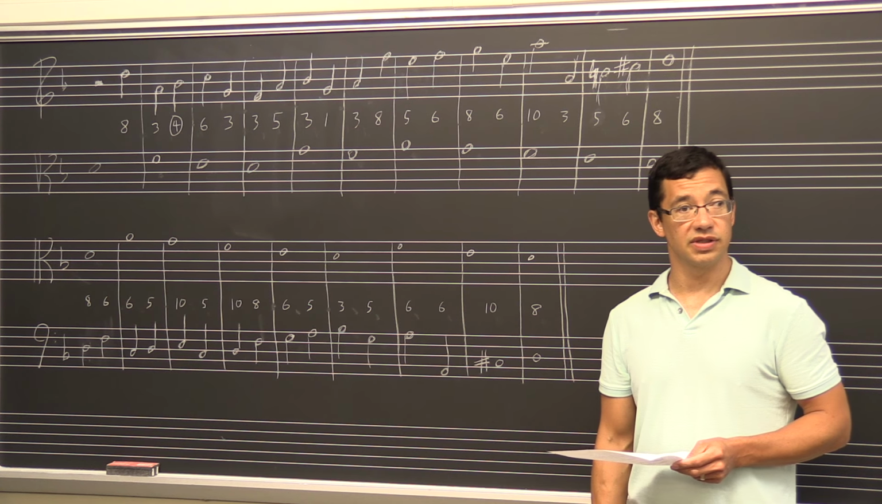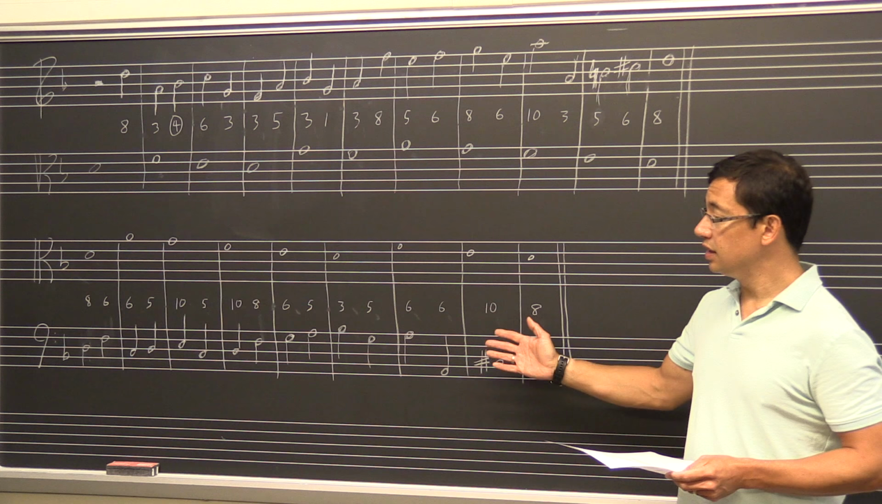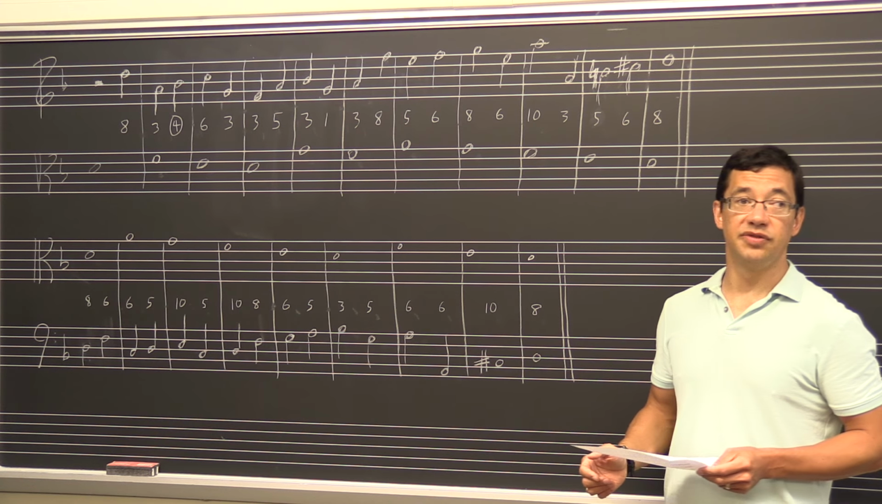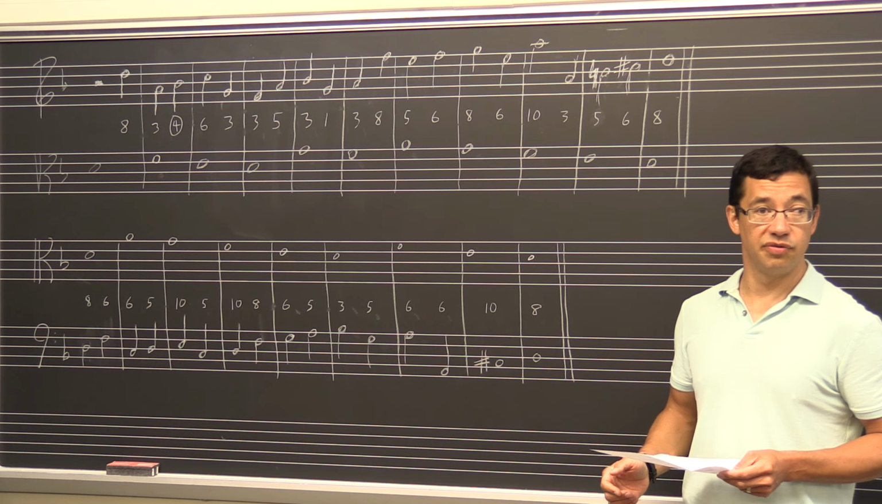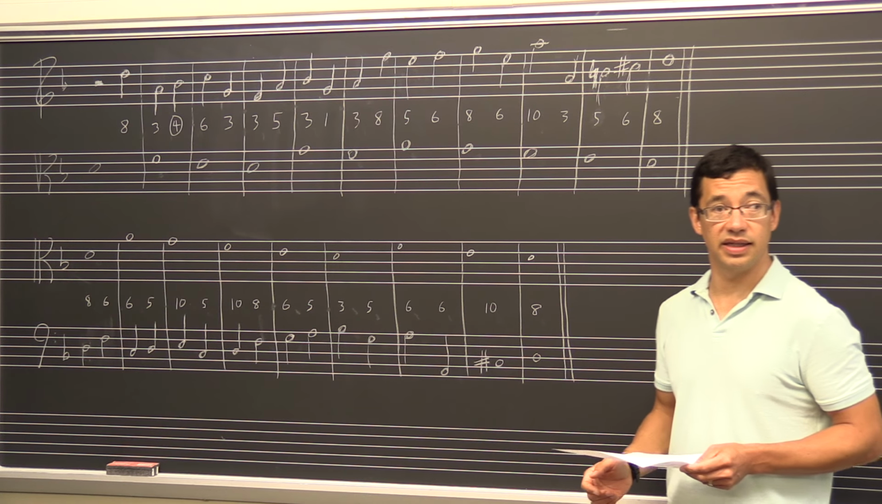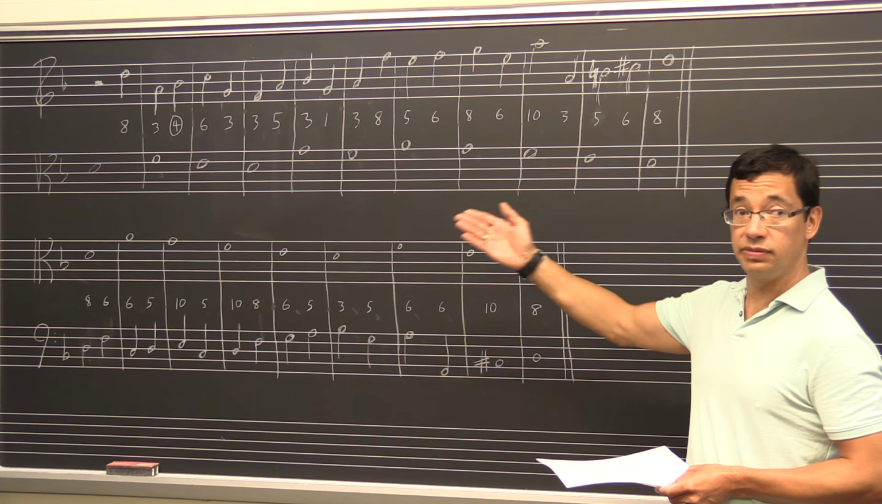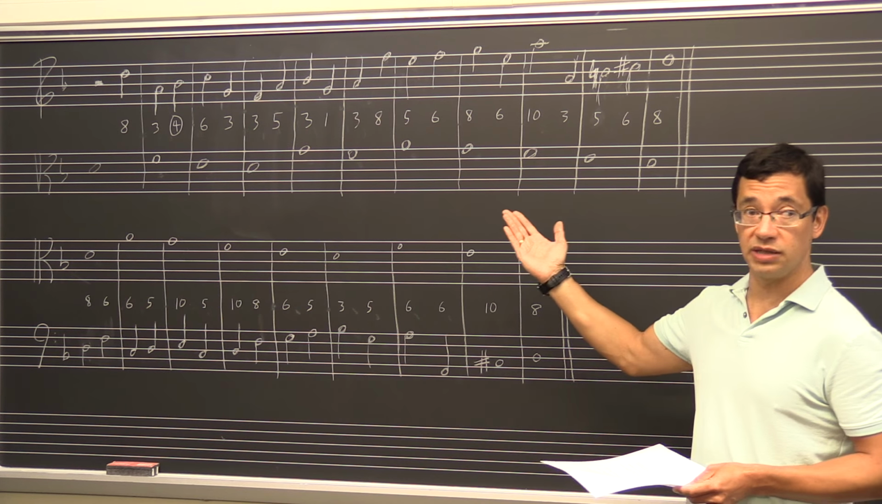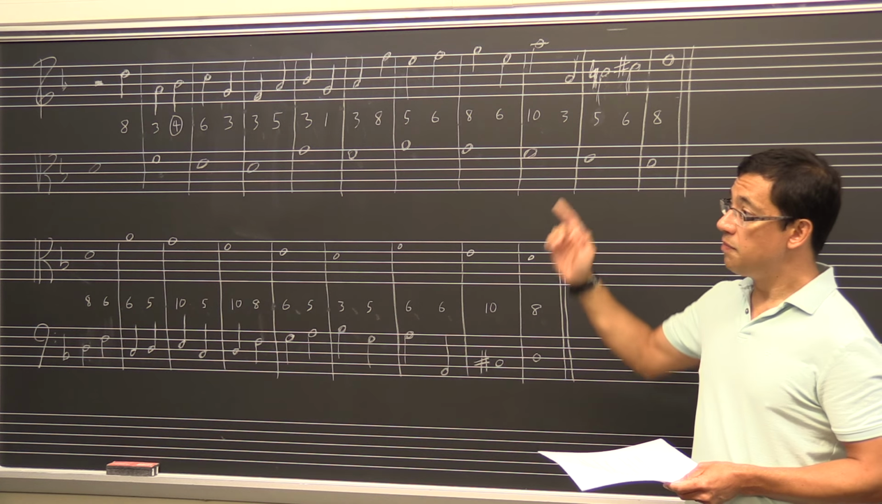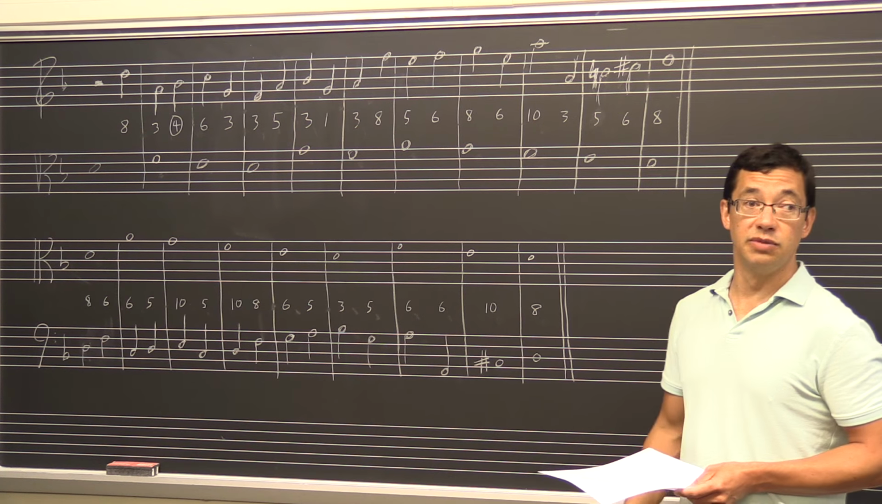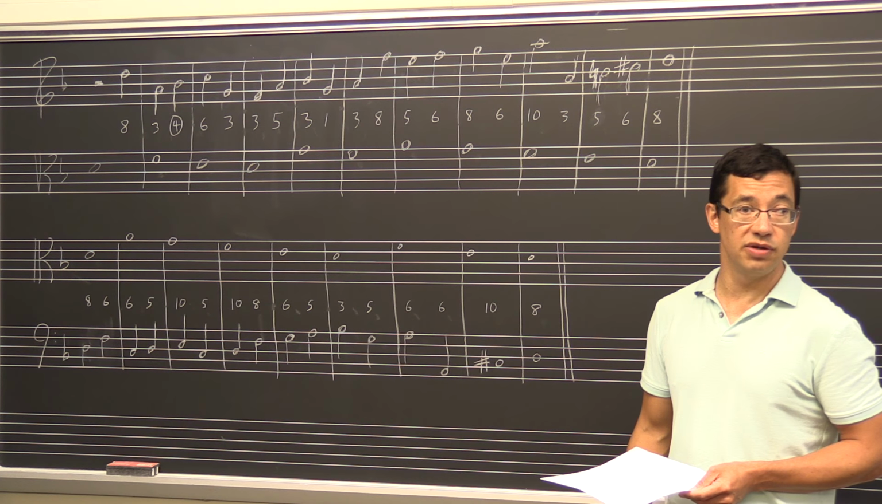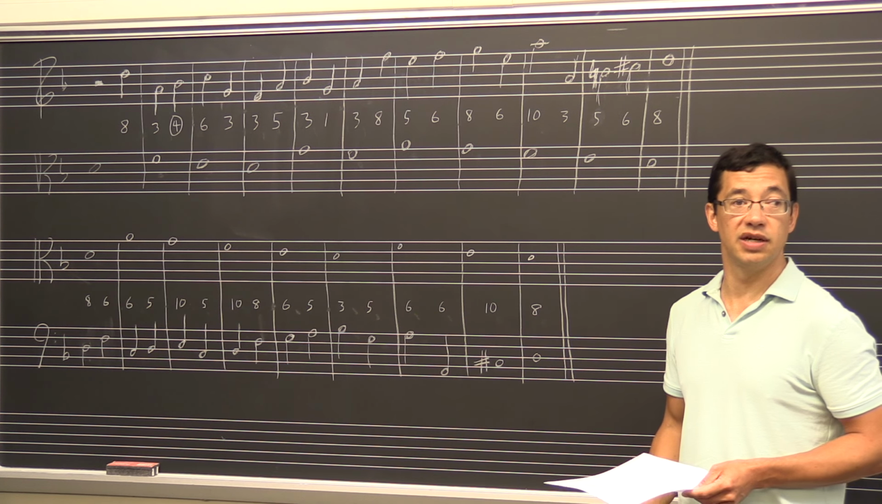Second species for the first time. As you can see, where first species moved all in whole notes in both voices, in the counterpoint and in the cantus firmus, now the cantus firmus is still in whole notes and will always be in whole notes for our purposes. But now the counterpoint is moving in half notes, so that there are 2 notes in the counterpoint for each note in the cantus.